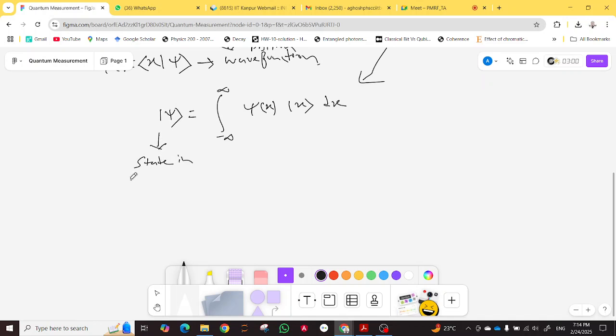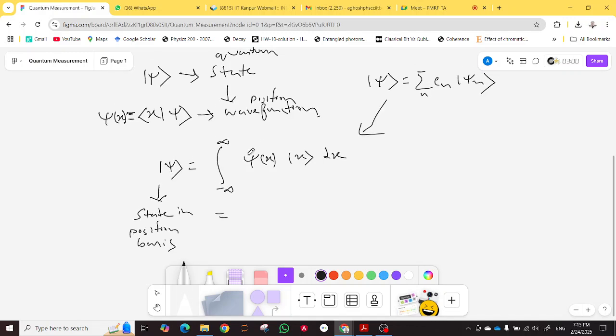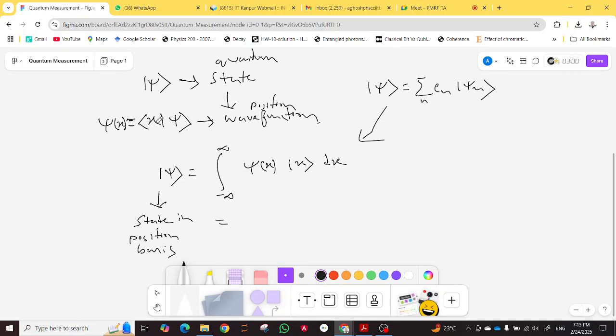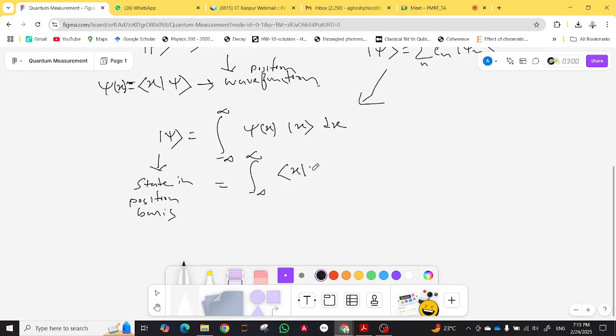State in position basis. And you can write the psi x. Psi x is nothing but the projection of this on x. So just write minus infinity to infinity. Psi x is given by the inner product of x with psi, x dx.